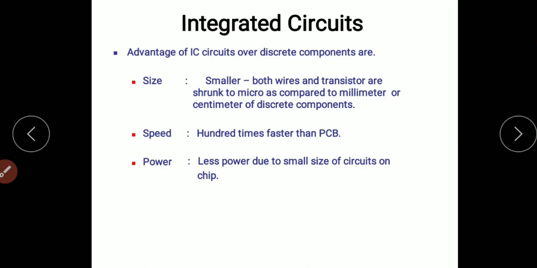After the invention of the transistor, integrated circuits were developed, which consist of more transistors on a small area. Due to that, the size is reduced, speed is increased, and they are smaller in size, hence power consumption is also low. So these three are the advantages of integrated circuits: area, speed and power consumption. That's why after the invention of integrated circuits we are getting this type of portable devices.